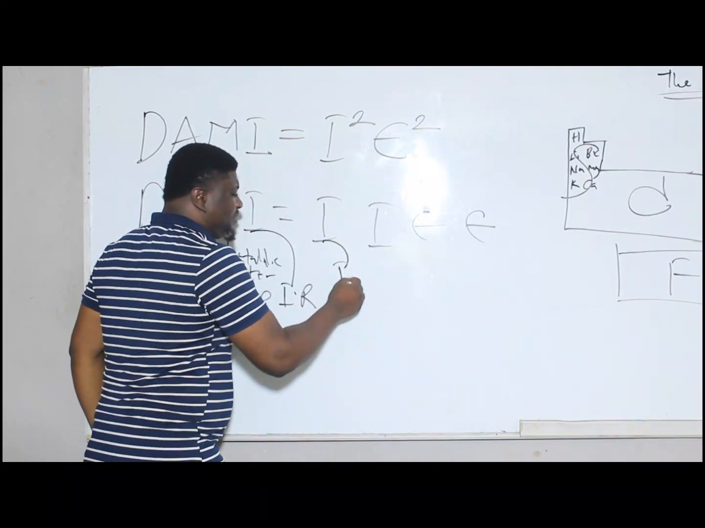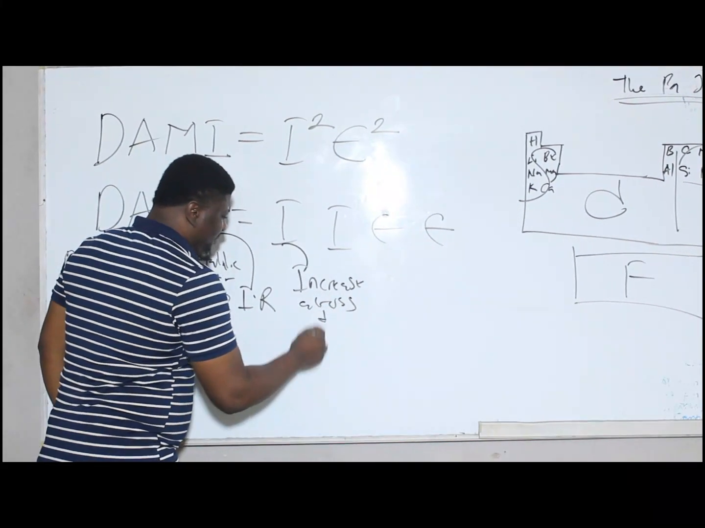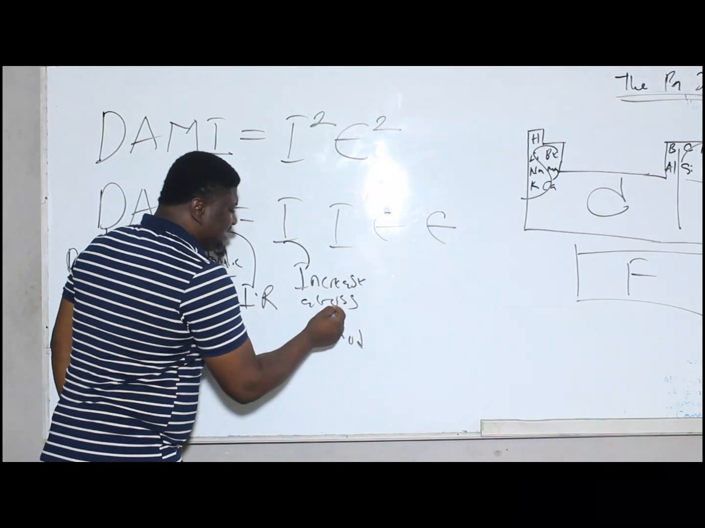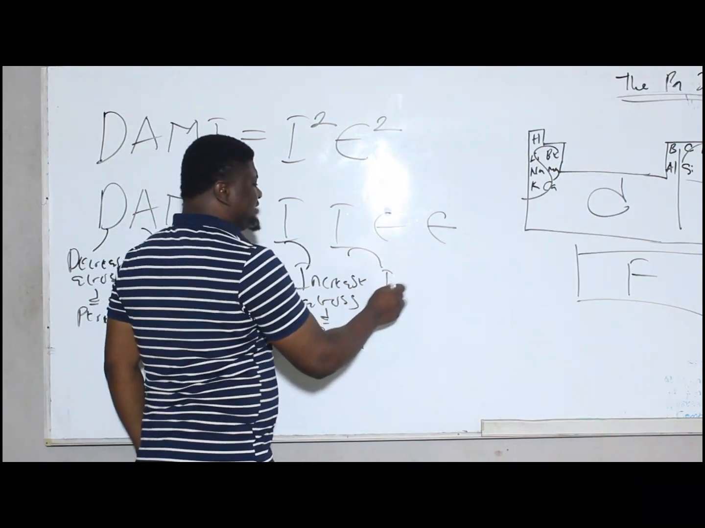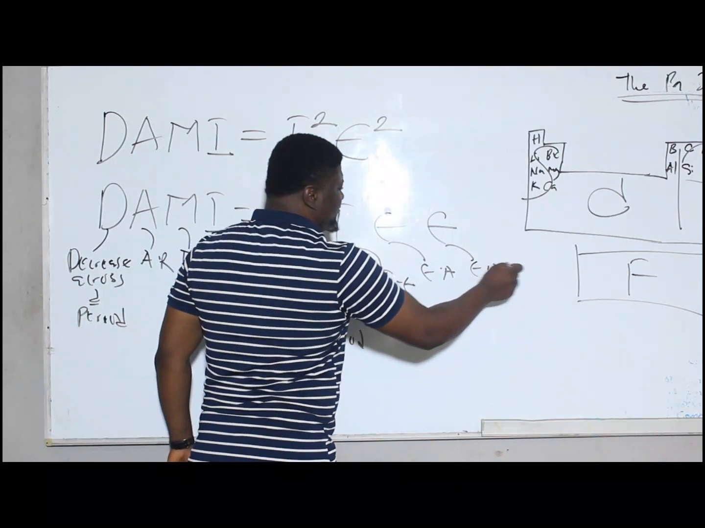We go to the other side. This I here stands for increase across the period. And who are those guys that increase across the period? You have ionization energy, of course, electron affinity, and electronegativity.